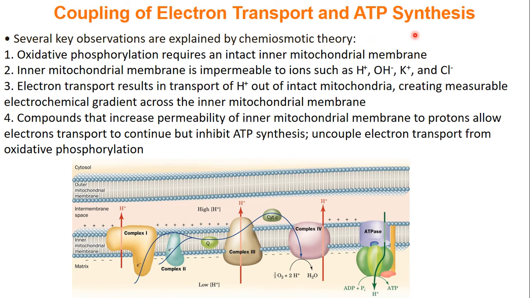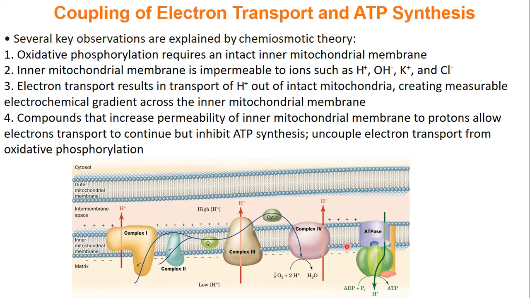Well, some key experimental observations have been made that support the chemiosmotic theory. One, oxidative phosphorylation can only occur if we have an intact inner mitochondrial membrane. Two, the membrane will not allow ions such as hydrogen, OH, potassium, or chlorine to flow through it. Three, during the electron transport chain, we see that we're pumping hydrogens from the matrix into the intermembrane space. We can measure this. It's measurable.